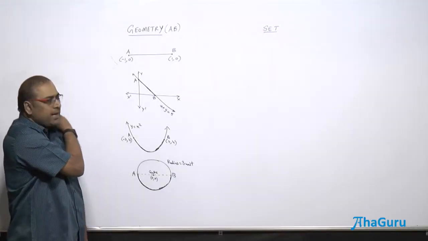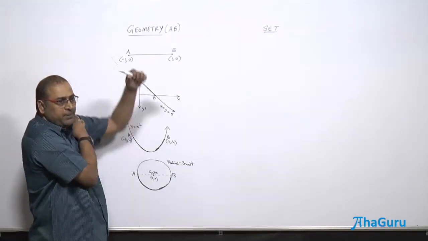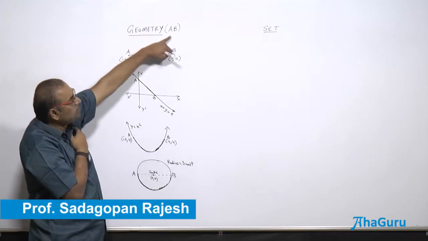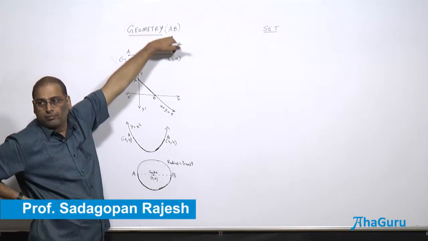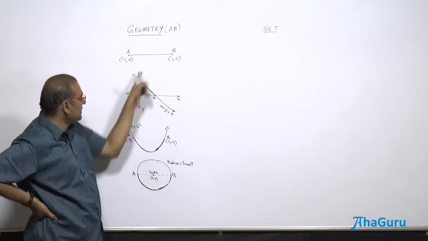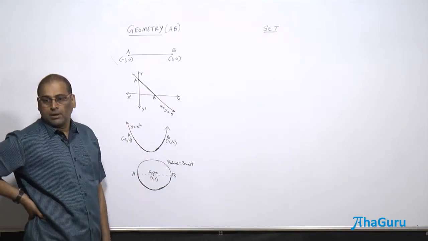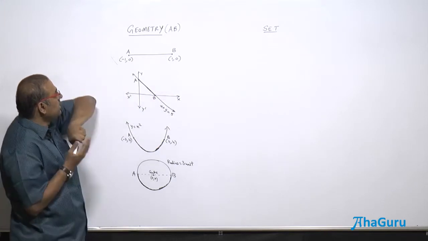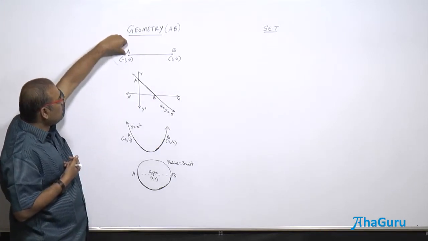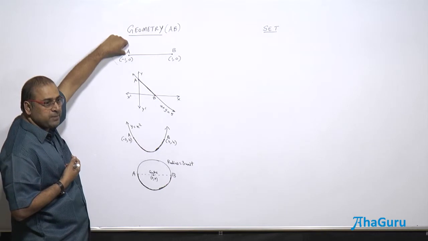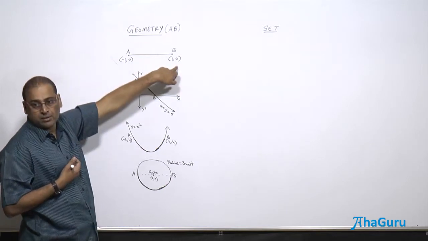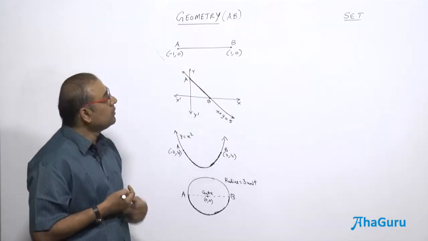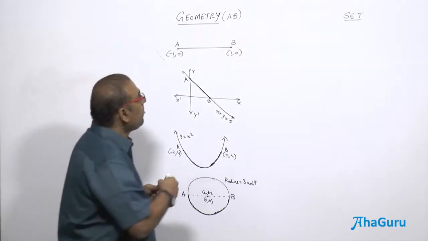So let us see how we can represent this geometry. Geometry means I am going to concentrate on the AB fellow. There are some AB line segments and AB arcs. This we are going to represent in set form. So here the first one, you have a line segment where A is (-1, 0) and B is (1, 0). Right? So there are many ways of representing the set.